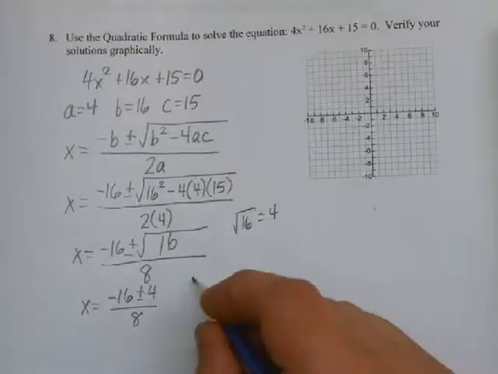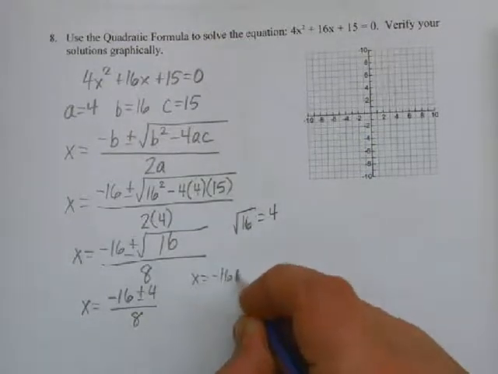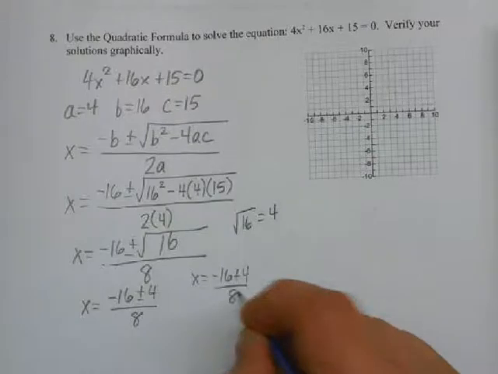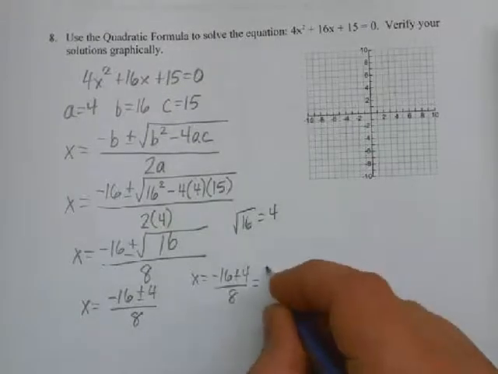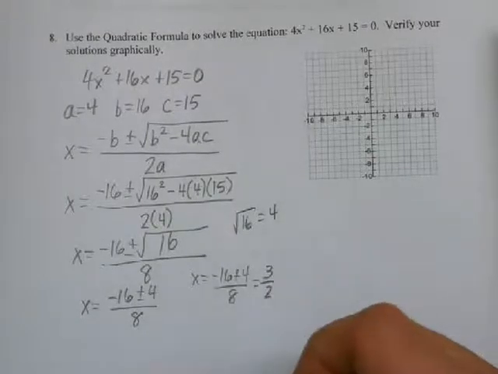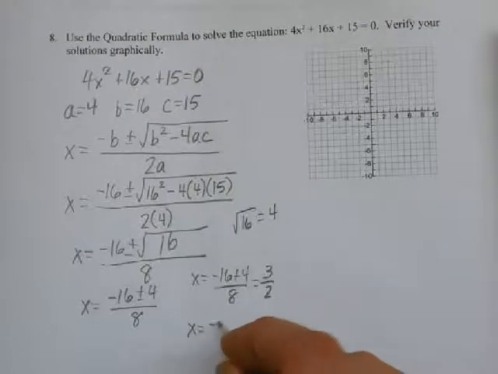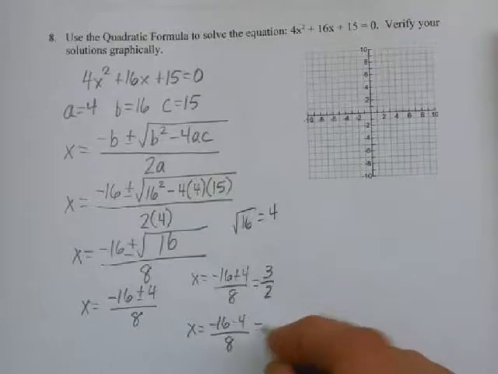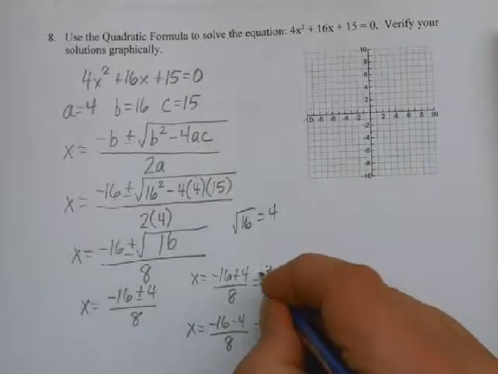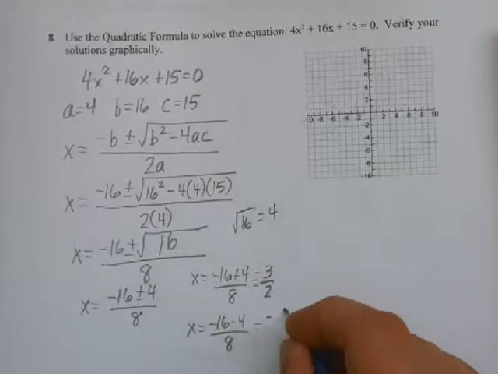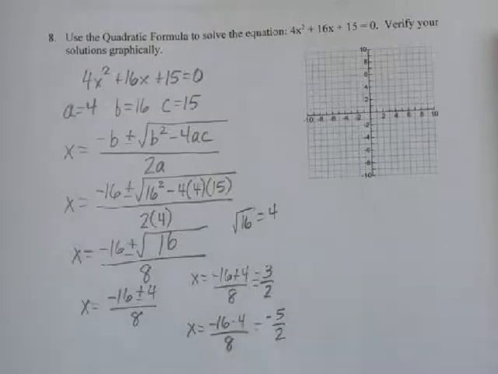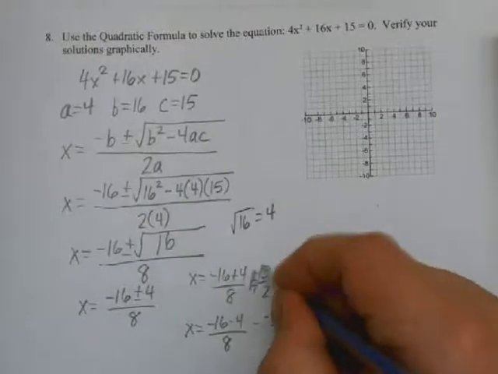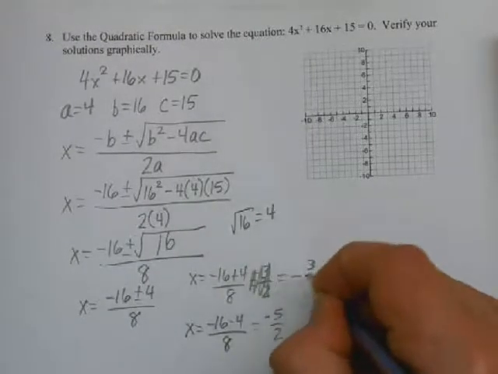So, solution number 1, negative 16 plus 4 divided by 8, negative 3/2. And then for the other solution, we get negative 5/2. That looks better.